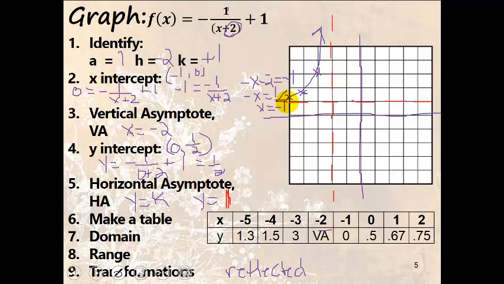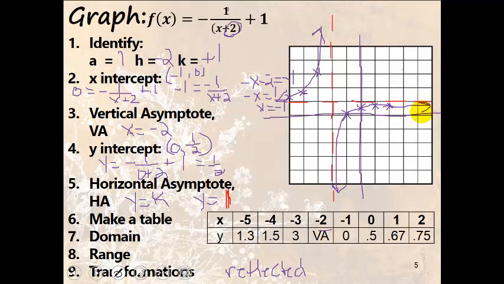And notice what happens. If you look at your other two, they weren't reflected, and the arms were in quadrant 1 and 3. Now that they're reflected, the arms are in 2 and 4, and that'll always be the case. So at negative 1, I'm at 0, so here, and at 0, I'm at a half, and at 1, I'm at 2/3, and at 2, I'm at 3/4. And then if I were to plug in like negative 1.5, I'd be shooting down here like this, okay?